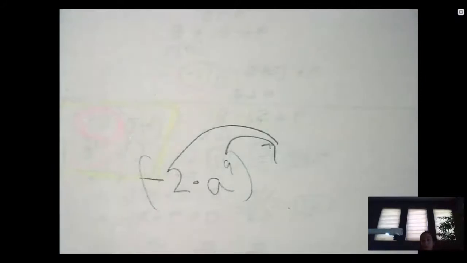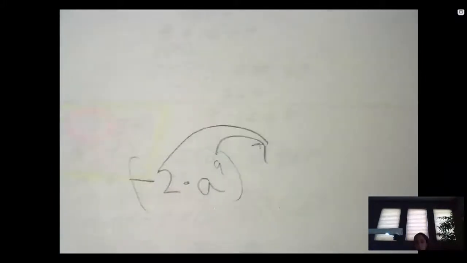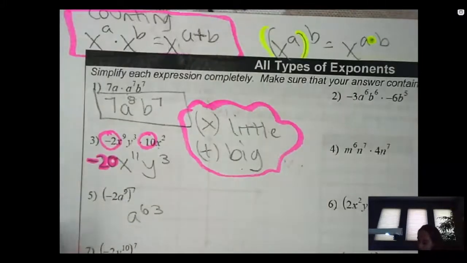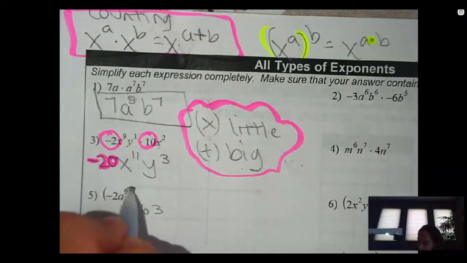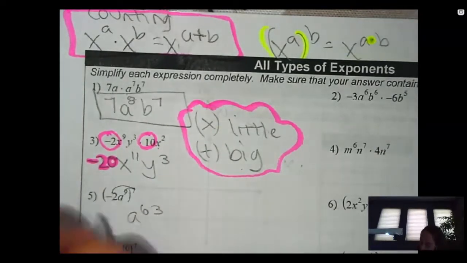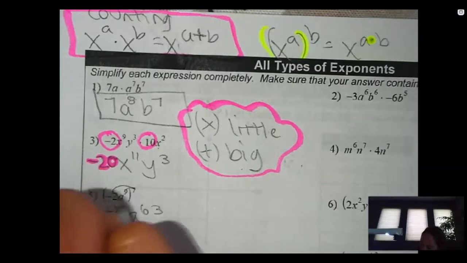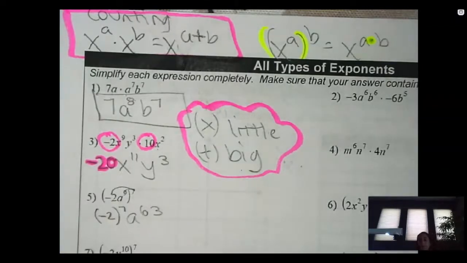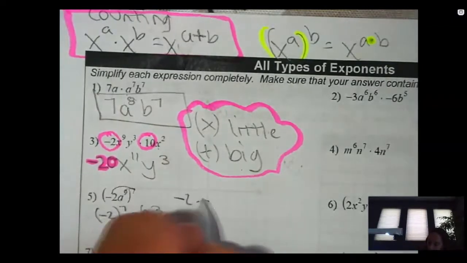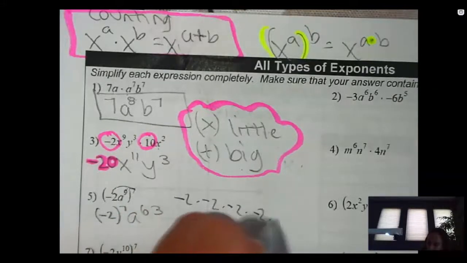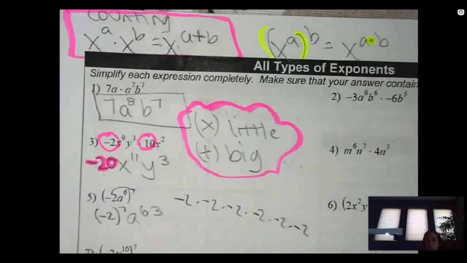So that means that if I have this, I need to give it to this and to give it to this, because when you have parentheses, what does it mean? You distribute, okay? So I distribute that, but I also have to distribute it to here. Now, anytime I'm dealing with a negative, I put it in parentheses. So now I'm going to have to go -2 times -2 times -2 times -2 times -2 times -2.